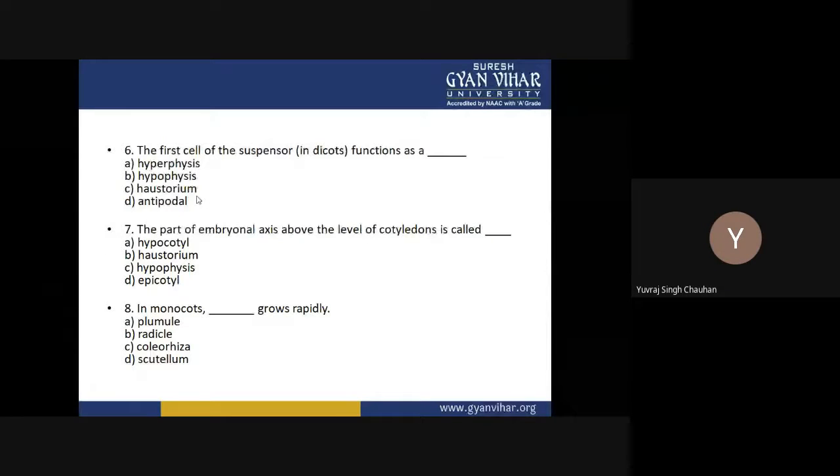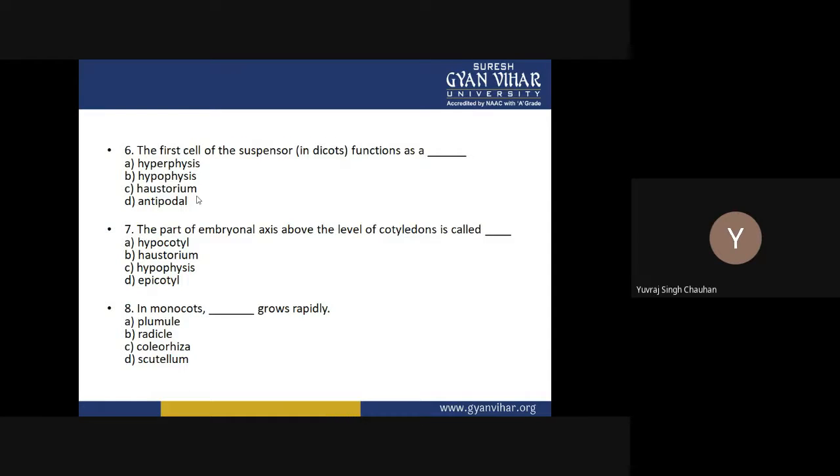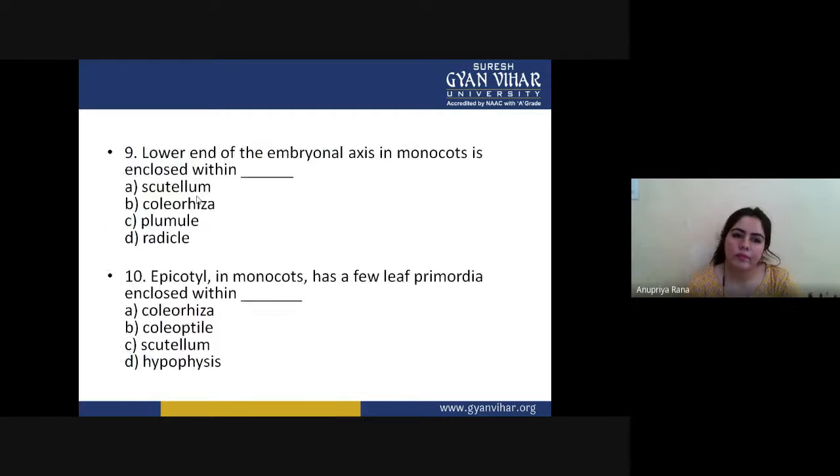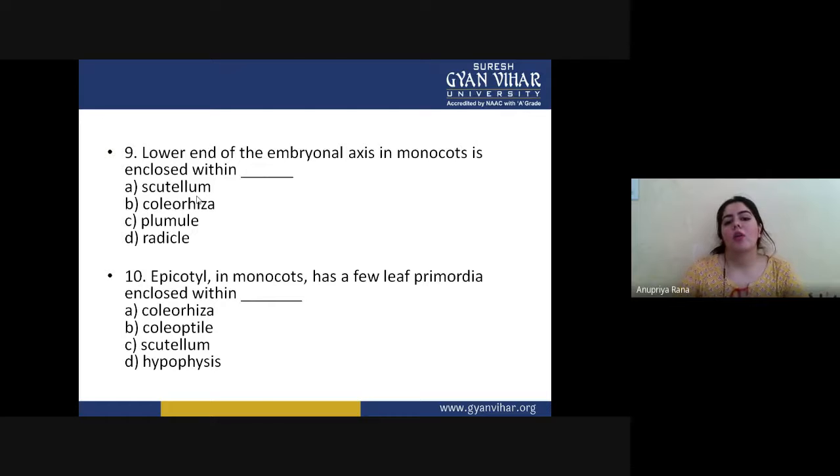Epicotyl. In monocotyledon, what grows rapidly? What grows more rapidly? Radicle. Yes, very good. The lower end of the embryonal axis in monocot is enclosed within what? Yes, B, coleorhiza.